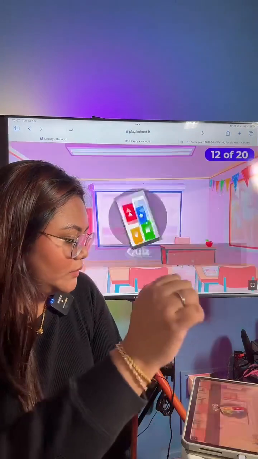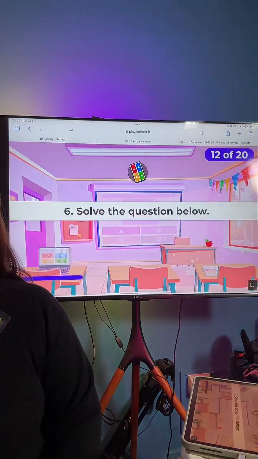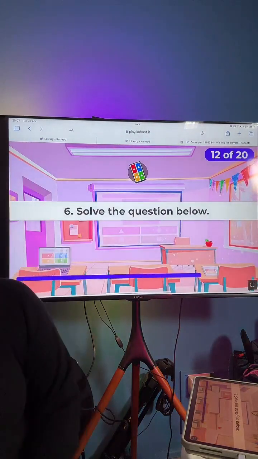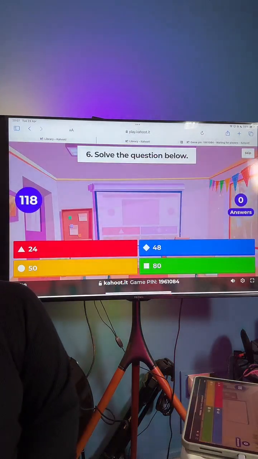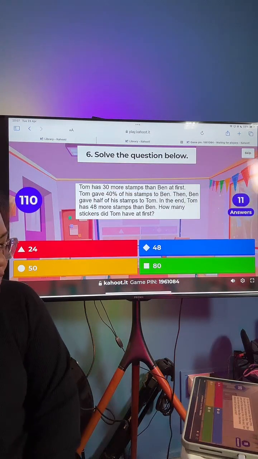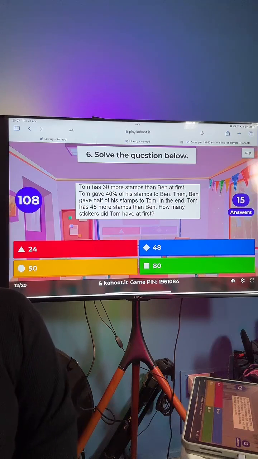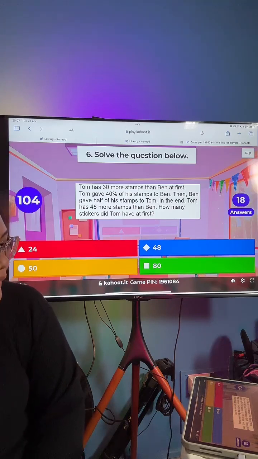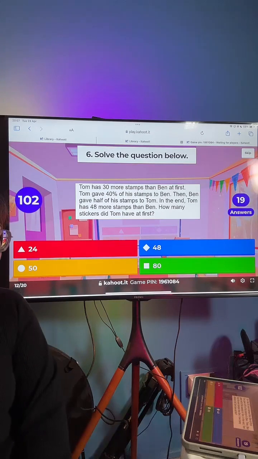Everybody excited? Question number 6 now. That's the question there on the screen. Tom has 30 more stamps than Ben at first. Tom gave 40% of his stamps to Ben. Then Ben gave half of his stamps to Tom. In the end, Tom has 48 more than Ben. How many did Tom have at first?